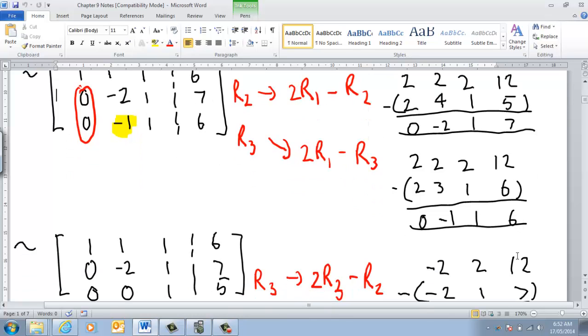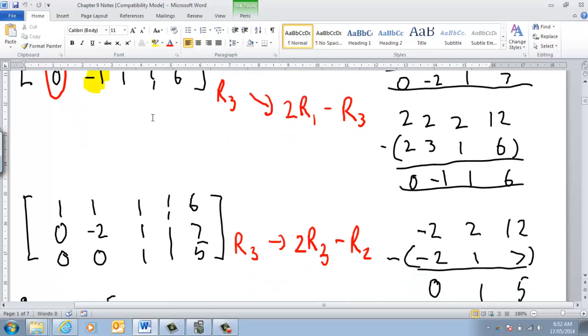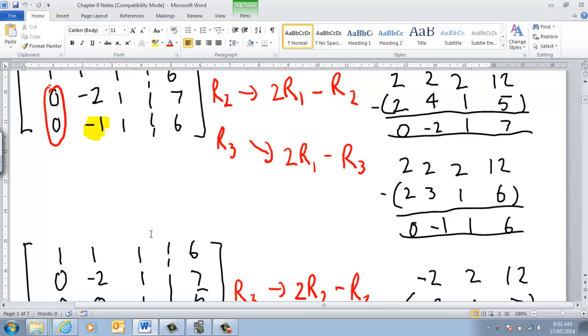Now my next goal is to try and get a 0 in this point here. Obviously I need to be using row 2 and row 3 to do that. Again, I don't need to do anything for the first row, and so therefore I've got the -2 there. So what I would need to do is say row 3 becomes something like 2 lots of row 3 take row 2, and then that will make them the same.